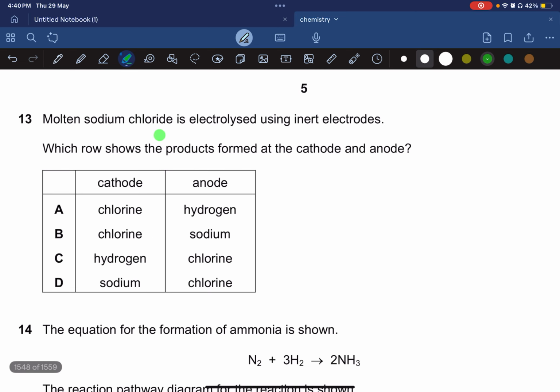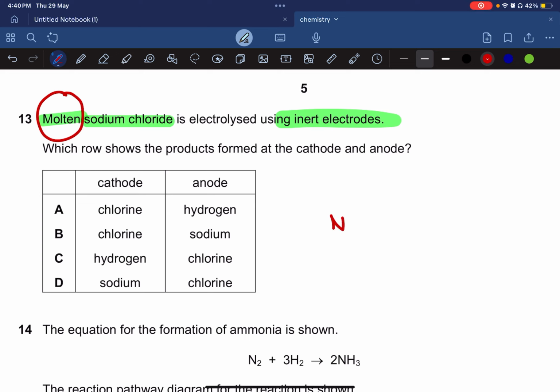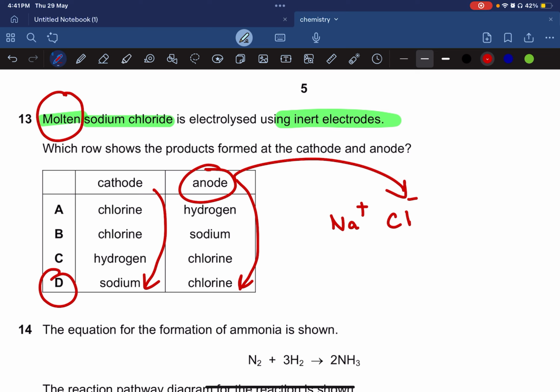Moving on, molten sodium chloride is electrolyzed using inert electrodes. The inert electrodes tell us that the electrodes are not going to take part in the reaction, and we have molten sodium chloride. That means it's not aqueous, we don't have any water, we just have sodium ions and chloride ions. So at the cathode, simply sodium is going to form, and at the anode, simply chlorine is going to form. At the anode, negative ion, that's going to be the chloride ion. At the cathode, positive ion, that's going to be the sodium ion.